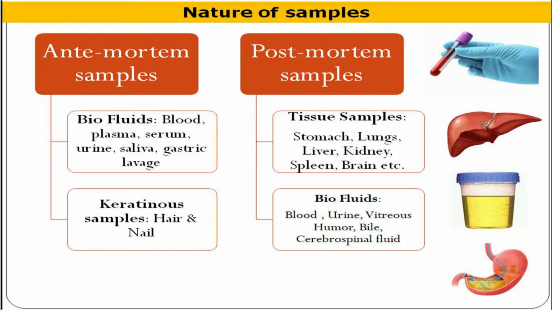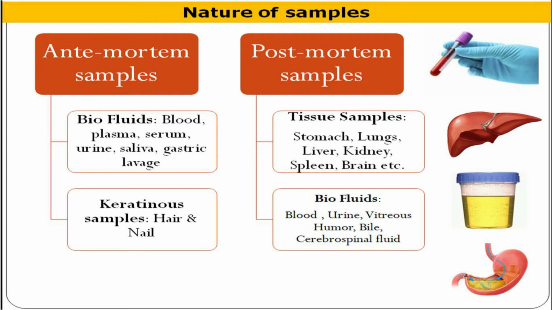Now coming to post-mortem samples. When the person succumbs to death, you have to establish the cause of the death, whether the death happened due to acute exposure to any xenobiotics like drugs and poisons, for example pesticide or benzodiazepines. Then tissue samples are collected by the medical practitioners, like stomach, lung, liver, kidney, spleen and brain, and other samples are there too.